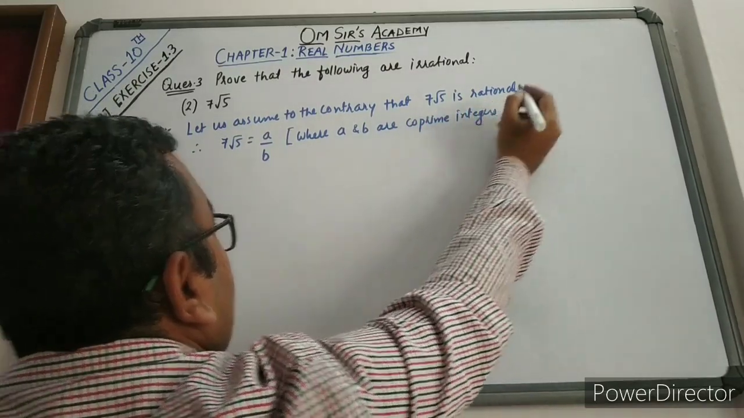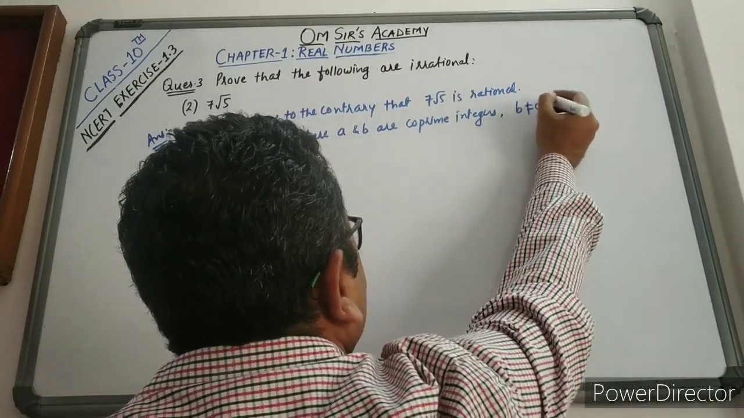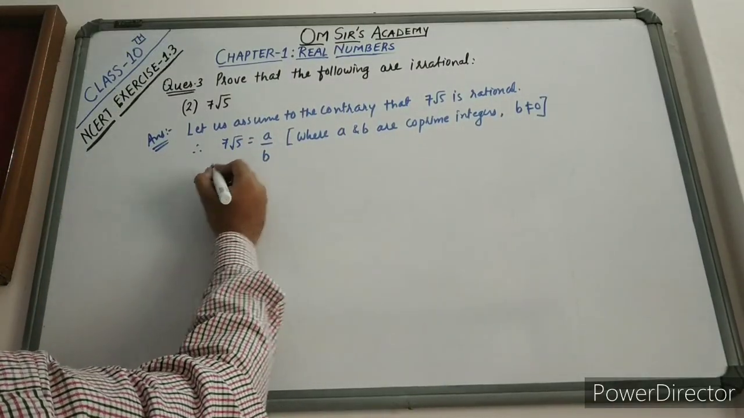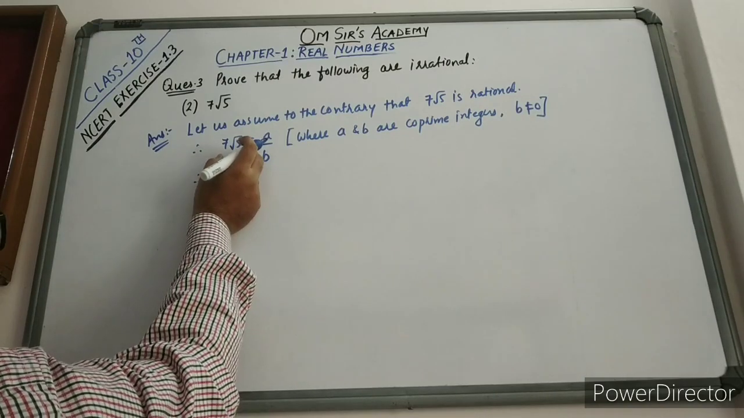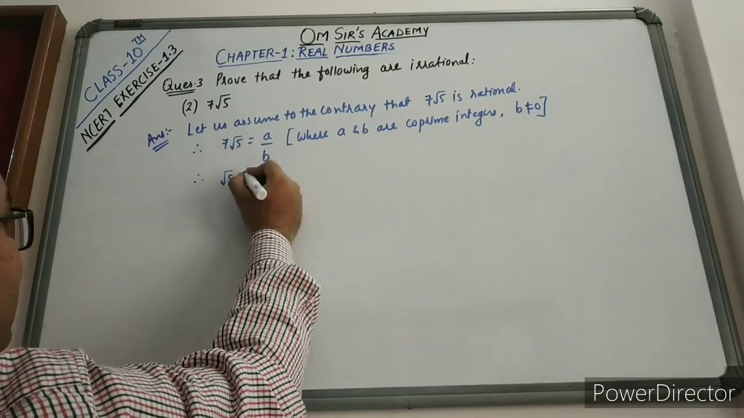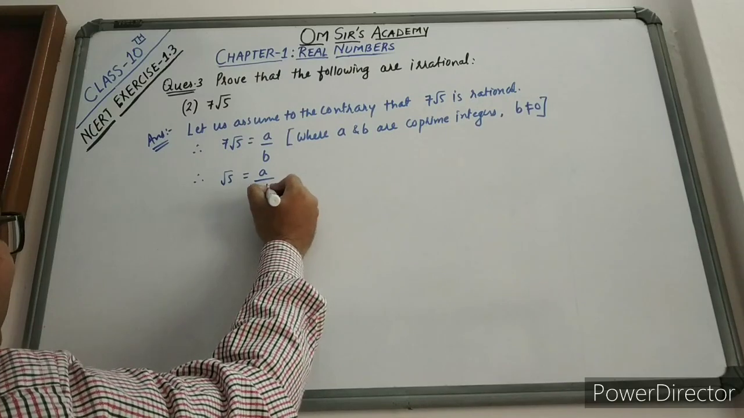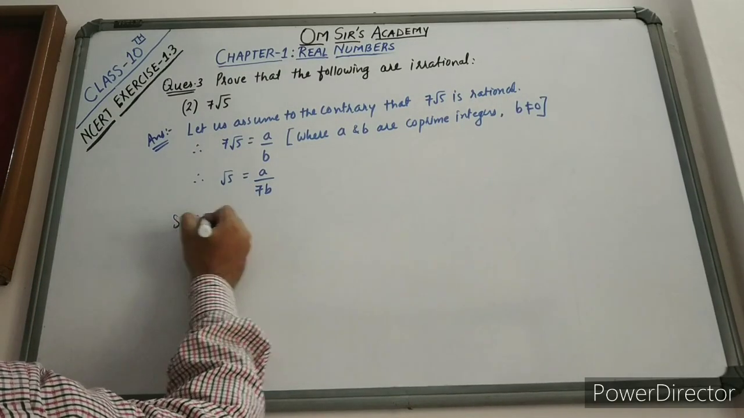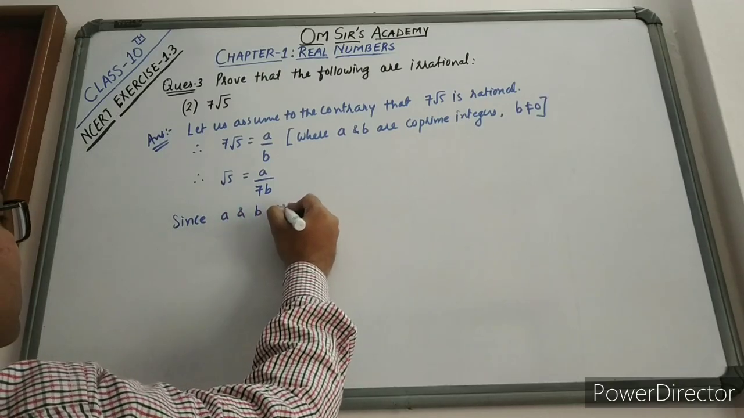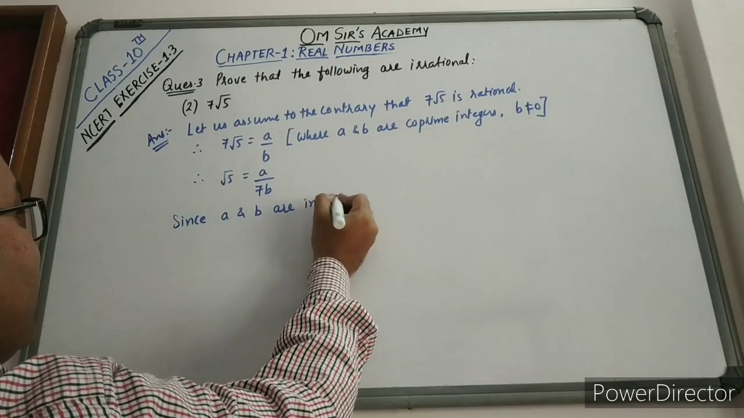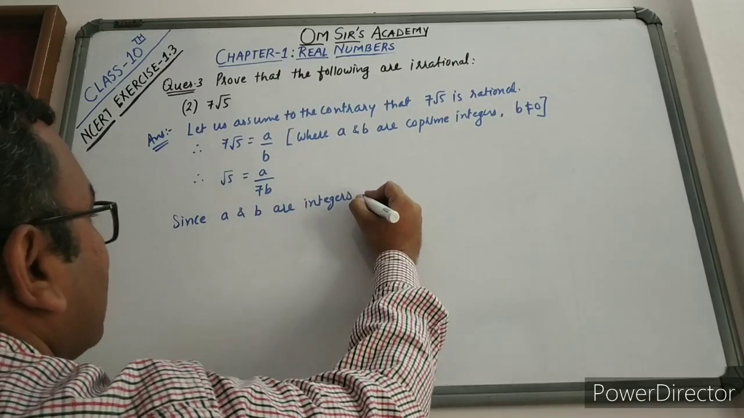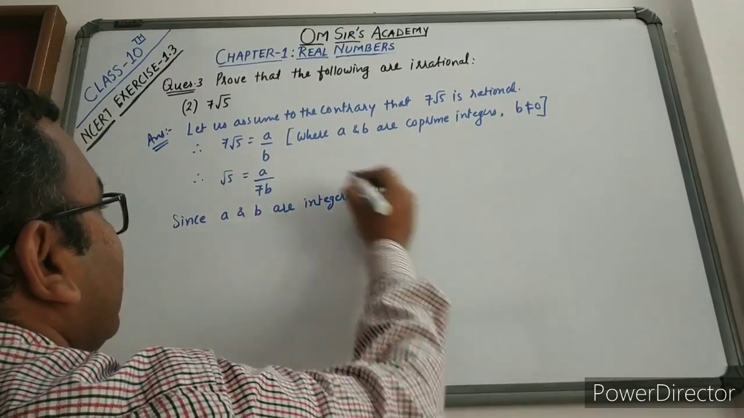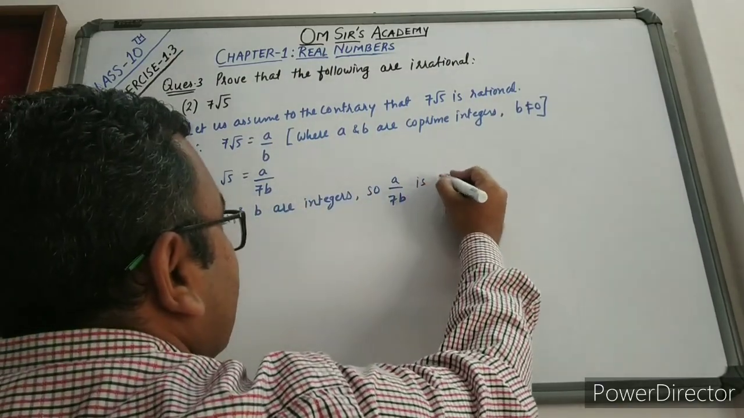Okay, and B will not be equal to 0. So if I take this 7 to this side and I keep this root term to my left hand side, it will be A upon 7B. Okay, so since A and B are integers, A and B both are integers, so A upon 7B, this whole term, is a rational number.